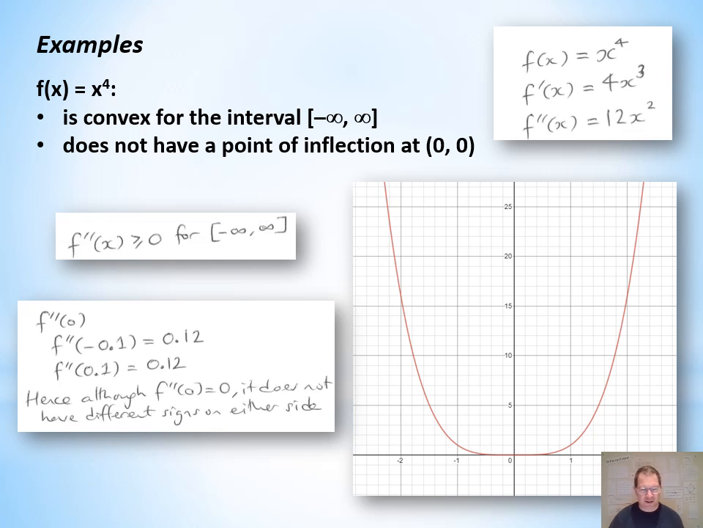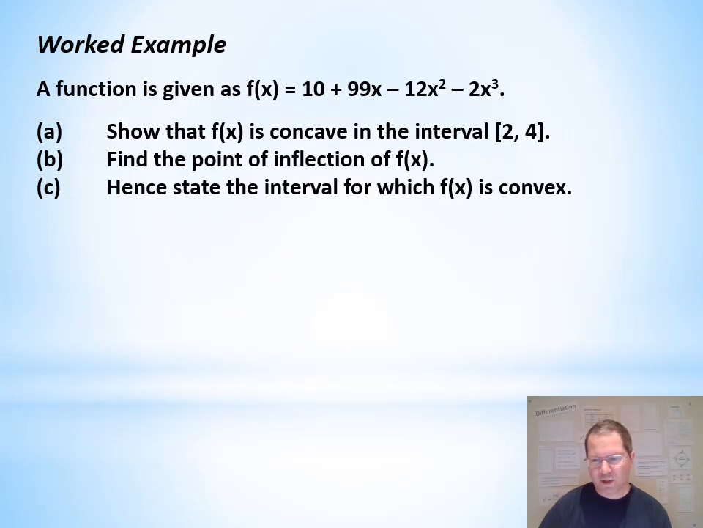As regards the non-existent point of inflection, although f double dash 0 does equal 0, we don't get different signs on either side, because if we substitute negative 0.1 or positive 0.1 into 12x squared, for example, we still get the same answer of 0.12. So it's not a point of inflection because f double dash x does not have different signs on either side of x. We are going to finish this video with a worked example.